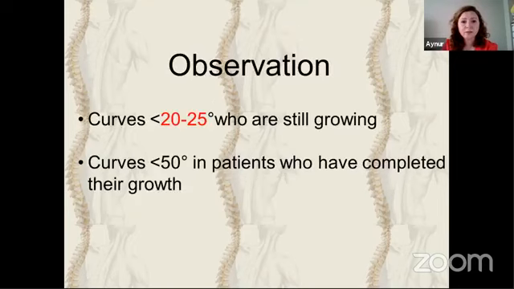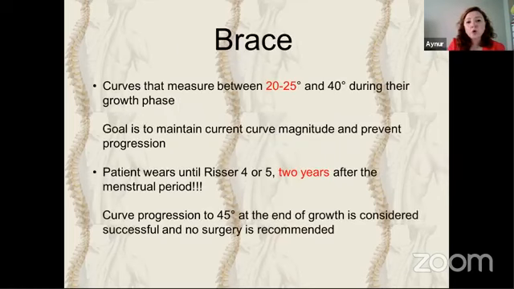Observation: curves lower than 20 to 25 degrees in patients who are still growing, and curves lower than 50 degrees in patients who have completed their growth. We must observe these patients. Curves that measure between 20 or 25 and 40 degrees during their growth phase: the goal is to maintain the current curve magnitude and prevent progression.